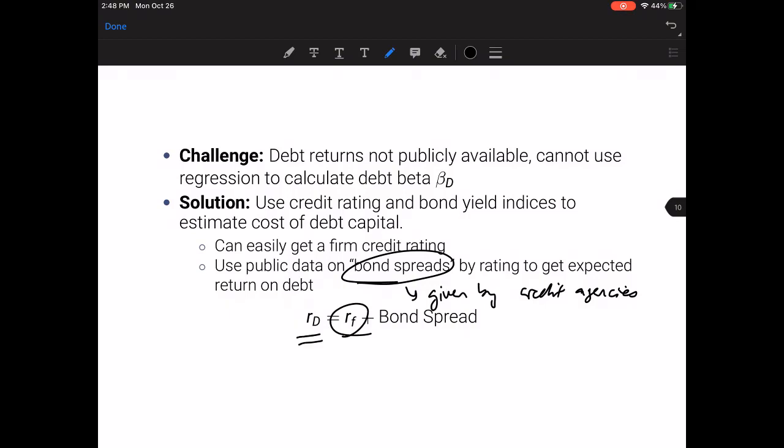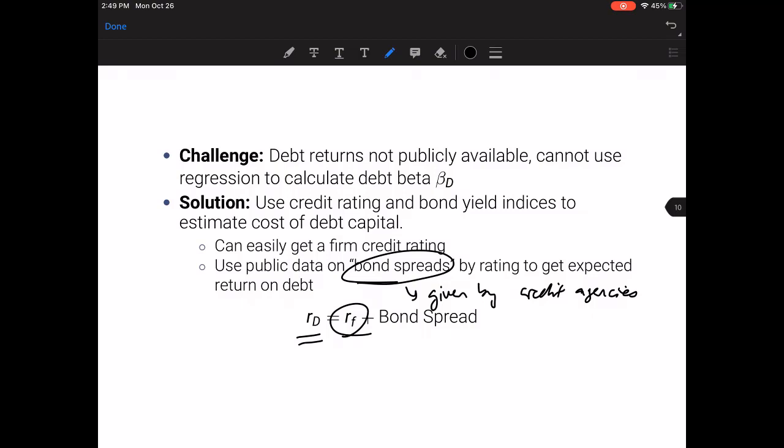Okay. So in most cases, not all firms have publicly traded debt. And if that's the case, we can't calculate the debt beta directly. And one way to overcome this is to go straight to the cost of debt by simply looking at credit spreads and tacking on that additional premium you would need on top of the risk-free rate to get a cost of capital for debt for that firm.